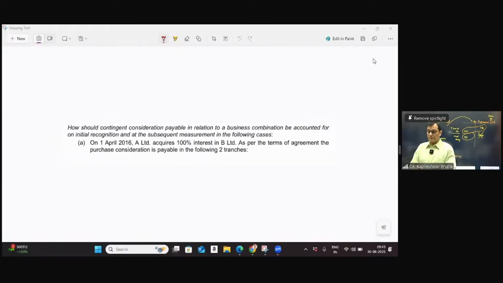Let's have a look. Sir, how should contingent consideration payable in relation to a business combination be accounted for on initial recognition and subsequent measurement? I think I've already put that in the chart, but let's do a small question on that. It says on 1st April, A acquired 100% interest in B. As per the terms of the agreement, the purchase consideration is payable in 2 tranches. So the main question now comes on the second part.